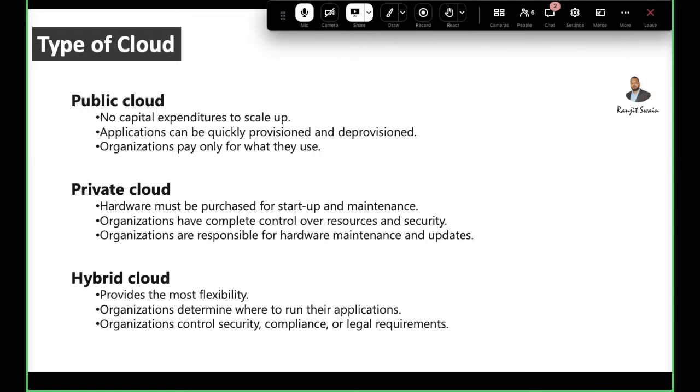Even tomorrow you can open a small company, go to the market, get some services and use them. You won't believe it, I'm using a few services for the last 5 to 6 years, and I'm paying hardly 2 to 3,000 or 4,000 every year. I'm using lots of services and still paying only 4 to 5,000 a year to the cloud. I'll show you what services I'm using also. So that's about the private cloud.